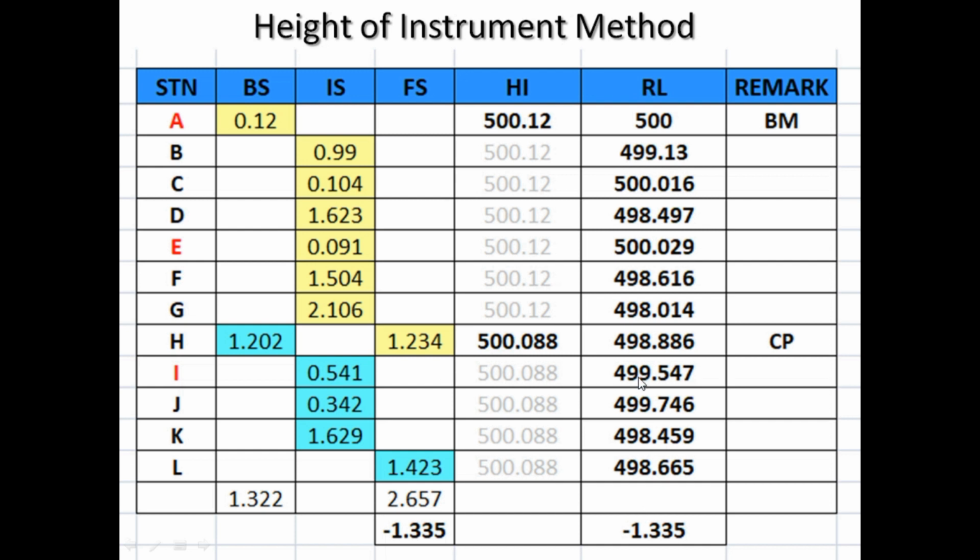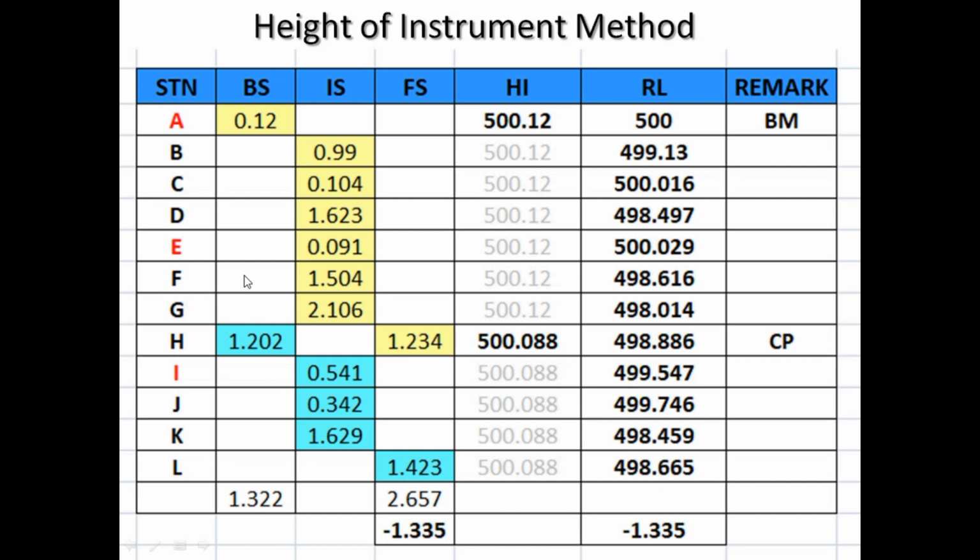Now any reduced level can be calculated as the new height of instrument minus the reading, which will give you the reduced level of that point. Here, see, the new height of instrument is also written in faint, but it is still not required. Therefore normally, whenever it is changing, we only write it then, that is it.